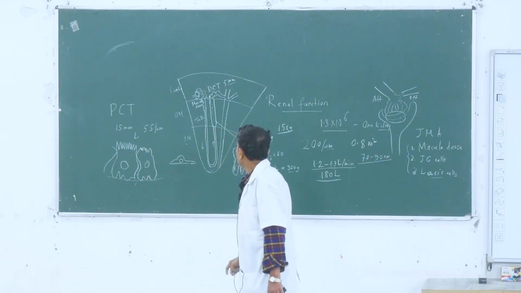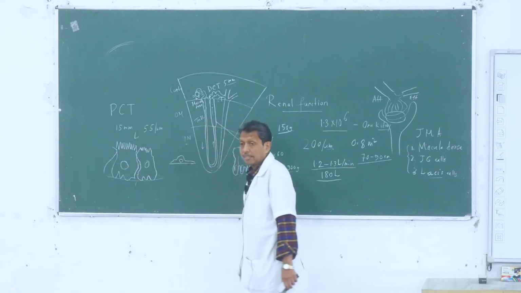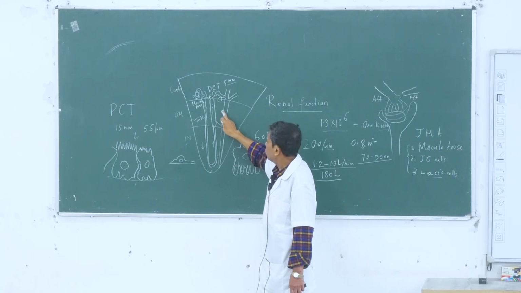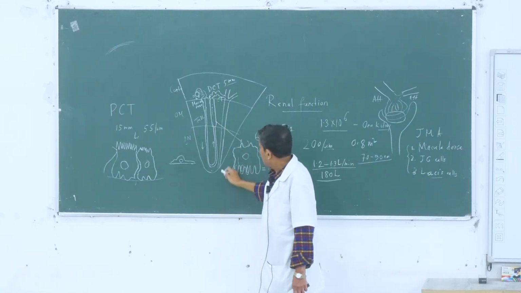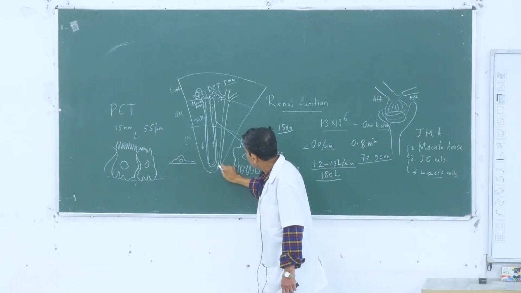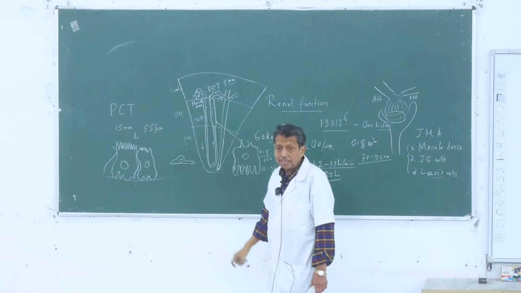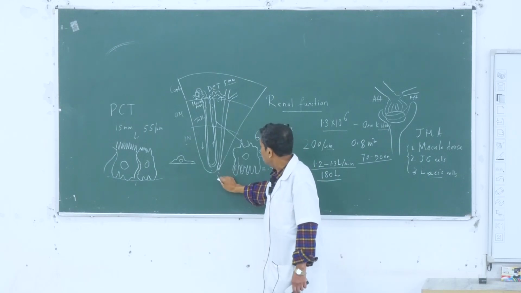Through the connecting tubule, it unites with the collecting tubule or collecting duct. This is the cortical part of the collecting duct, and this is the medullary part, outer medullary, inner medullary or papillary collecting duct. It ends at fenestrations at the pyramids, where it enters the minor calyx of the renal pelvis.